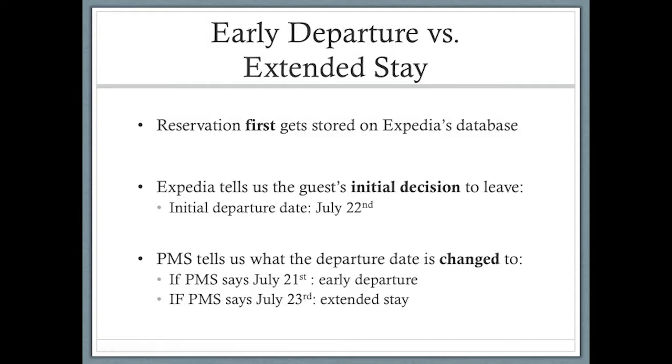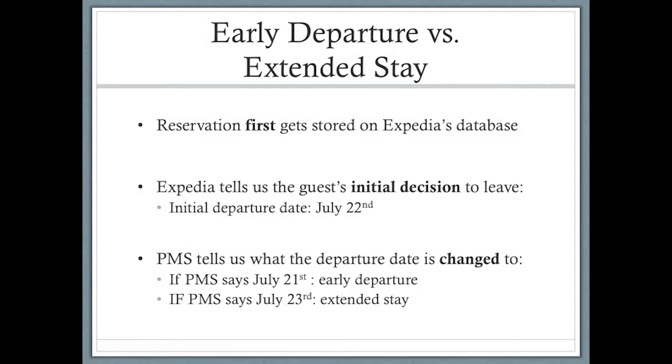So you know that the guest initially, before any changes have been made, decided to check out on the 22nd, which you see from Expedia. And when you see on the PMS that it got changed to a day earlier, the 21st, you know that it is an early departure.